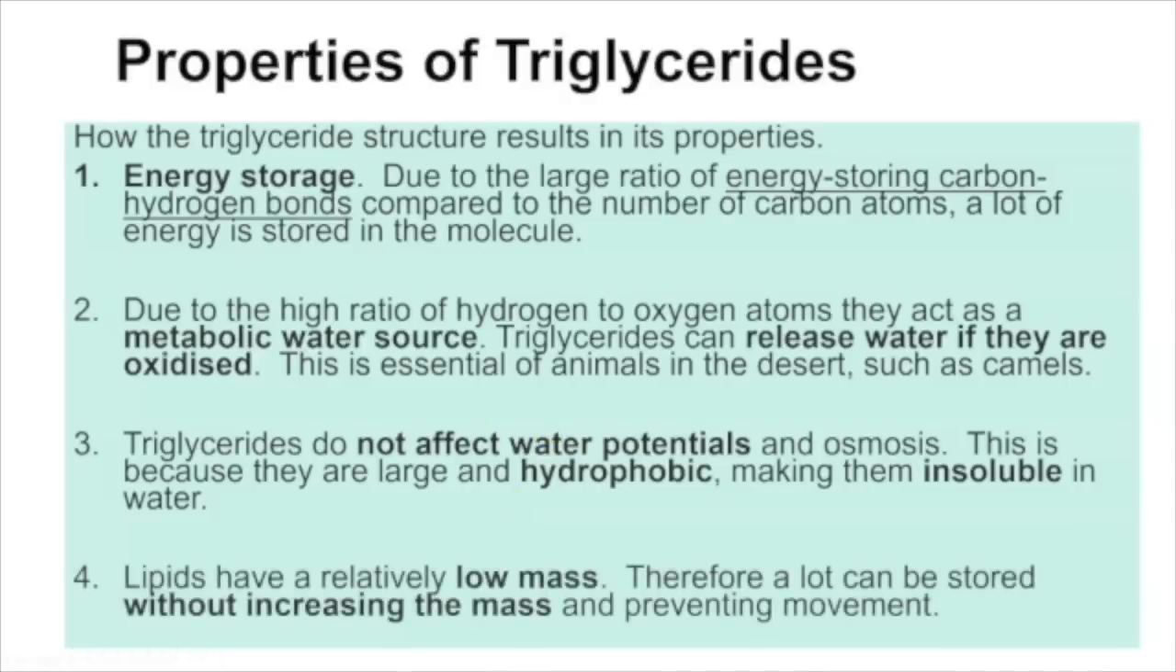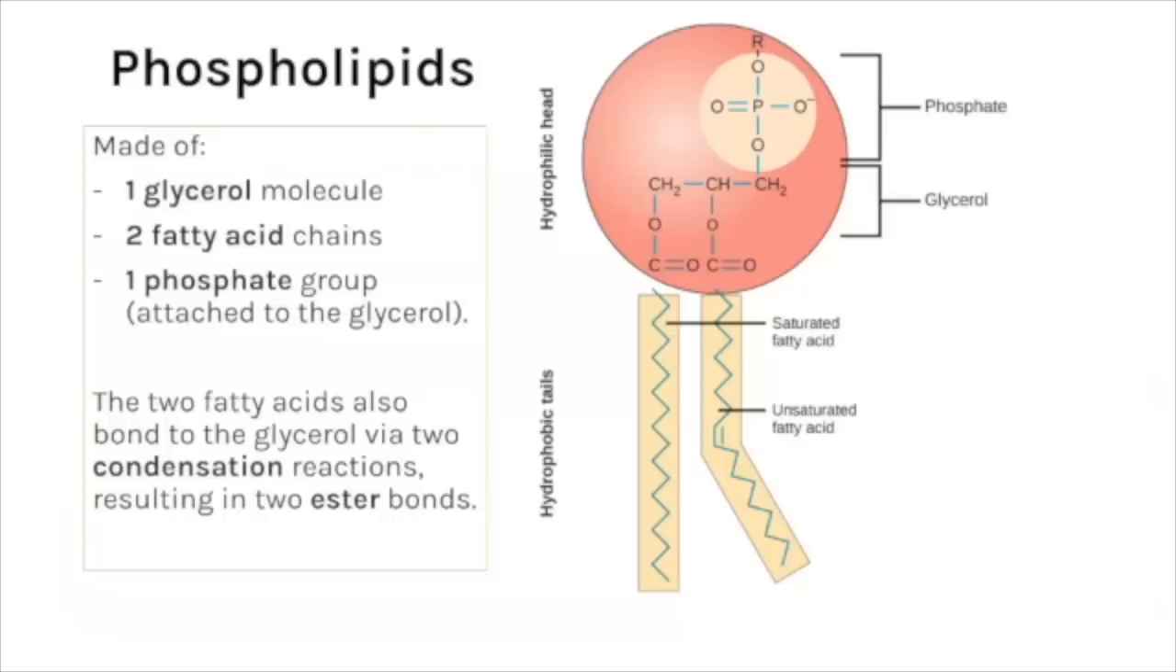The last property is lipids have a very low mass compared to other types of tissue in your body, for example, muscles. And that's an advantage because it means you can store a lot without increasing the mass as much as extra muscle would. So you can store a lot of this for energy storage without increasing the mass as much as other tissues would.